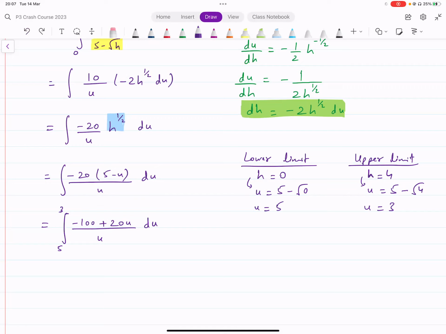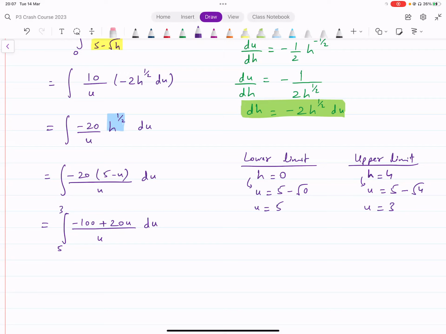h equals 0 corresponds to u equals 5. So 5 has to be the lower limit here. And h equals 4 corresponds to u equals 3. So we'll write 3 as the upper limit here. Okay, so that is important.